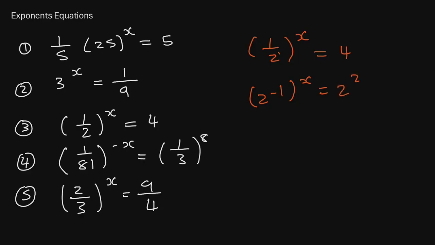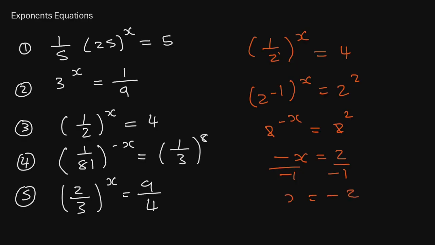So now when we simplify here, we're just going to say negative 1 multiplied by x, that's going to be 2 to the power of negative x. And therefore it is equal to 2 to the power of 2. So because we have the same bases, we are going to drop the bases and equate the exponent. So this is going to be negative x equal 2. So now we can divide both sides by negative 1, and therefore our x will be negative 2. So that is how we'll do the third problem.